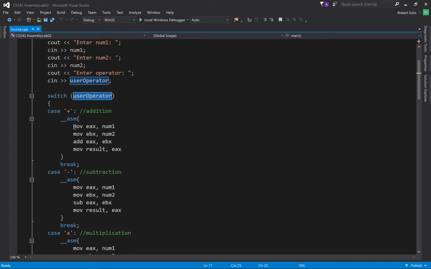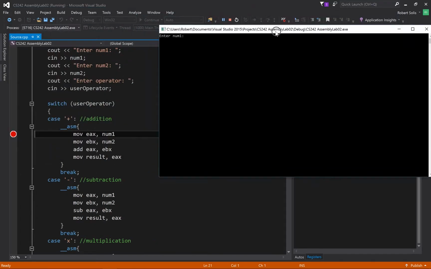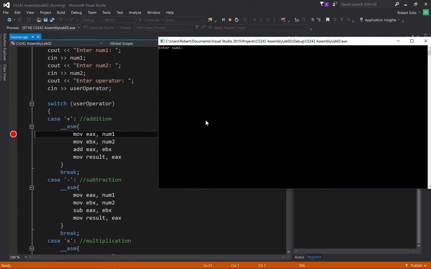And then within there, we have an inline assembly program that's going to take care of each of these different operations. So what we want to do is to stop at each of the different locations and see what happens. So let me go ahead and stop right here, and we're going to do addition first. So let me run this program, and it says enter a number. Let me move this over here. So we're going to enter a number, and let's say that I enter 5, enter, I enter 2, enter.